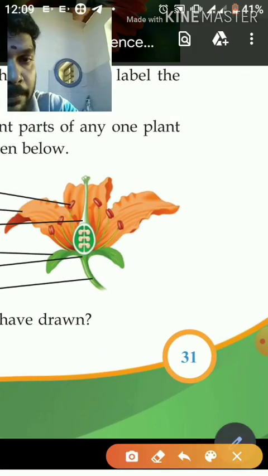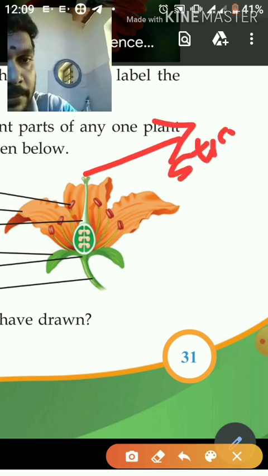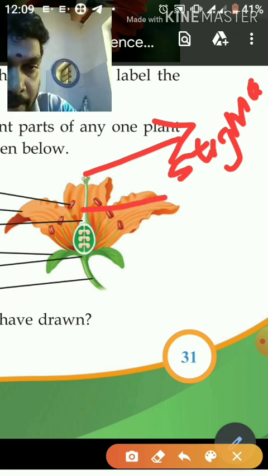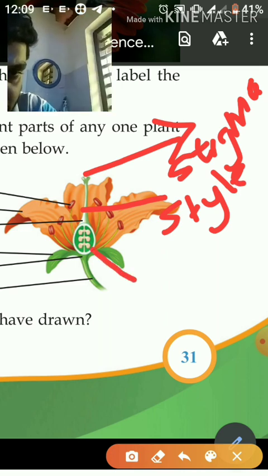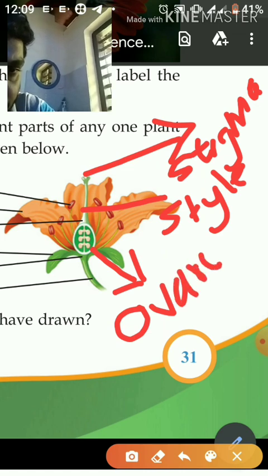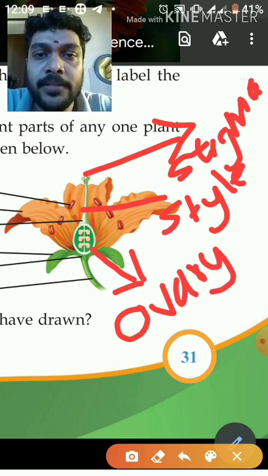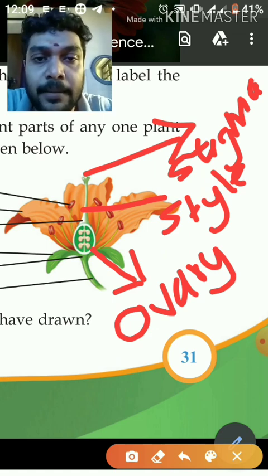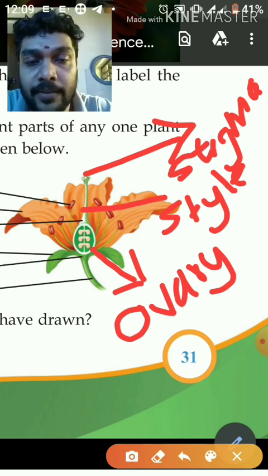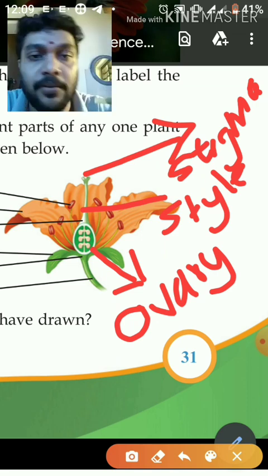The tip part is called stigma. It is composed of stigma, then the elongated part, style, and the swollen base is known as ovary. This is about the structure and the parts of the flower, and we also discussed today the function of each part.